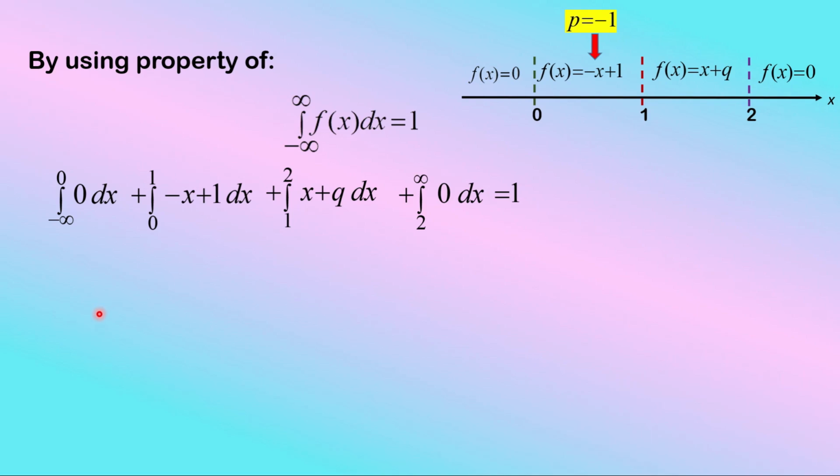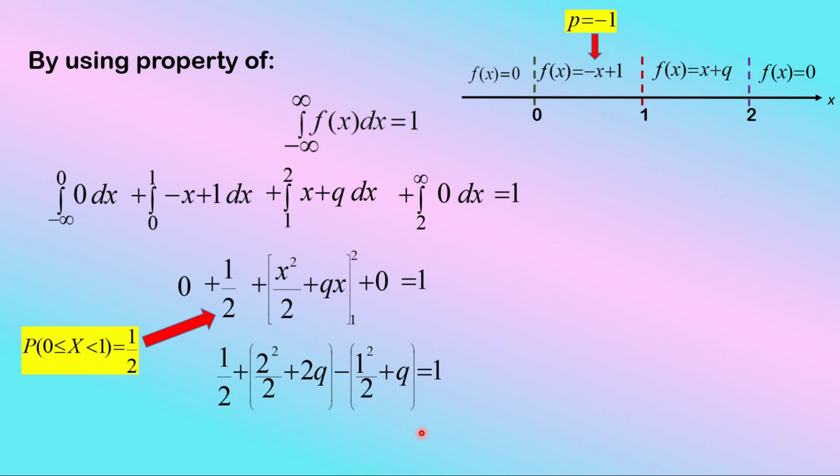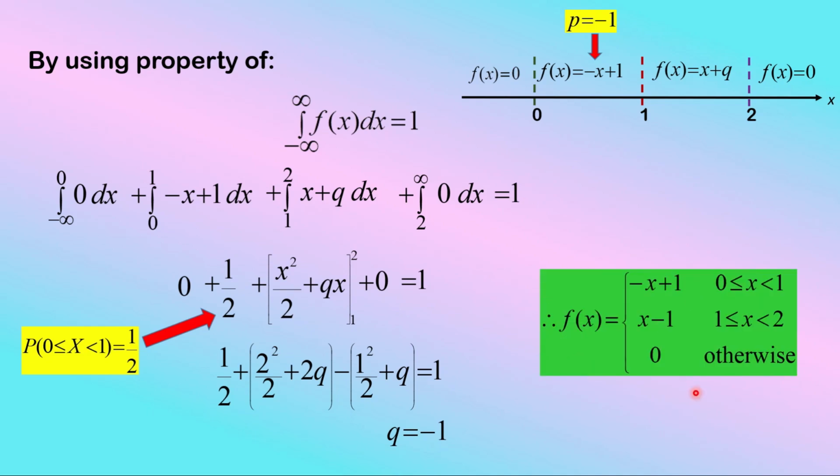After integrating, the result is 0 for the first interval, and then plus 1 over 2 for the second interval. The 1 over 2 we get from the information of probability x from 0 to 1, not including 1. Then for the third interval, we get this form plus 0 and equals 1. Substitute and simplify to find q. So q is equal to negative 1. Rewrite the probability density function.